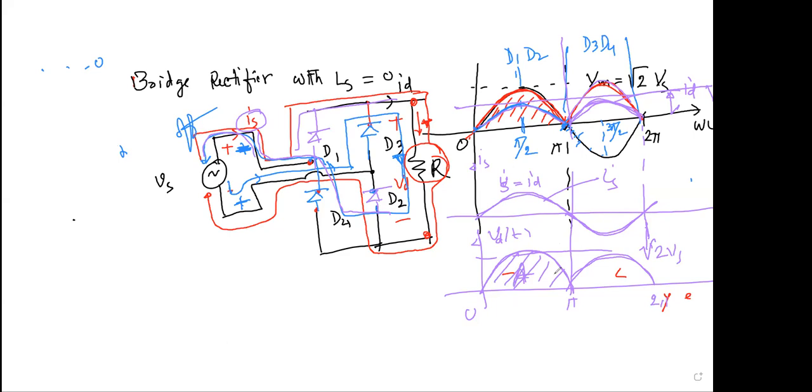Sir, we have to integrate. Okay, then integrate it from 0 to pi, and you know the equation will be root 2 Vs sine of omega t d of omega t. So that is your area. Then you have to divide it by pi, and that will be your average. This is capital VD.